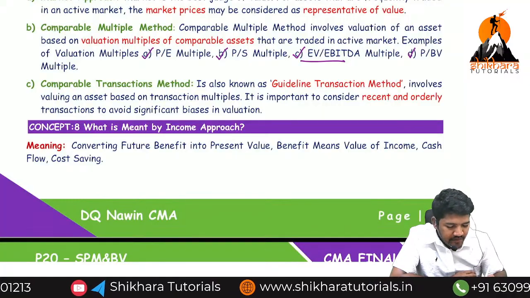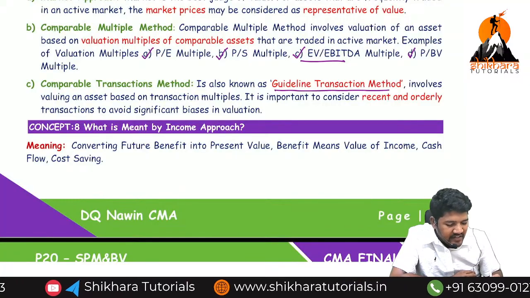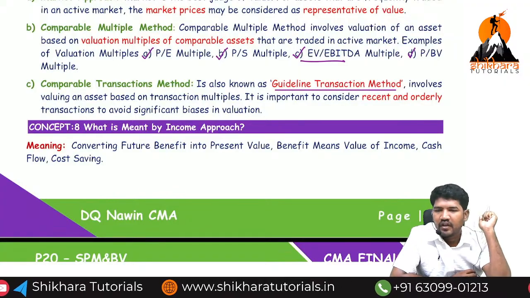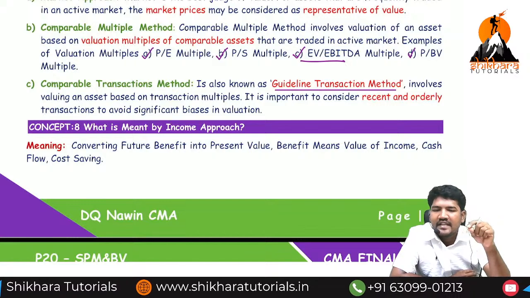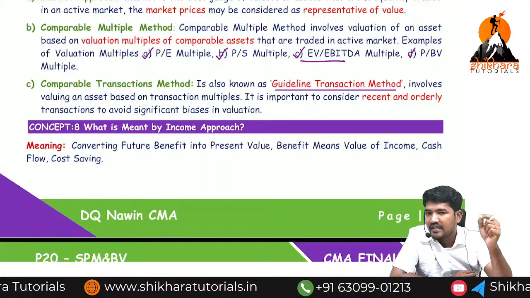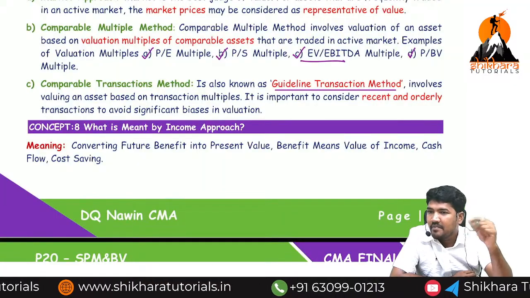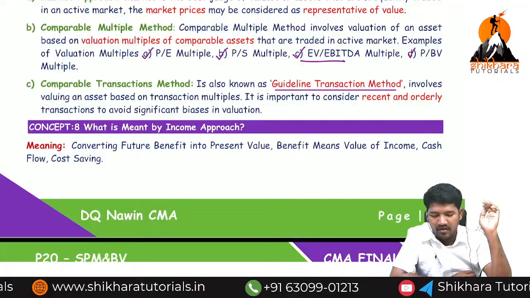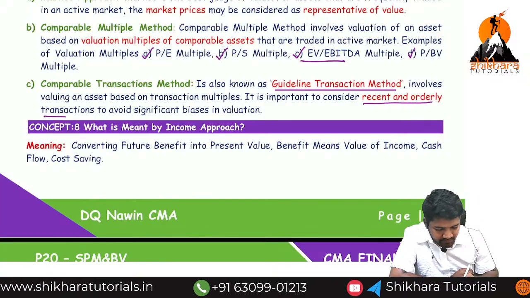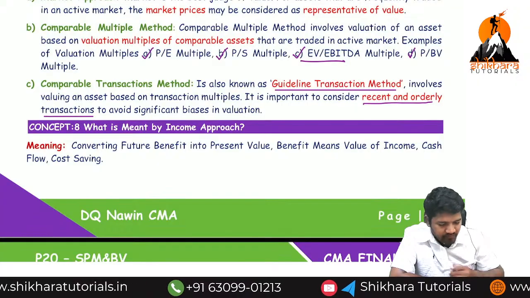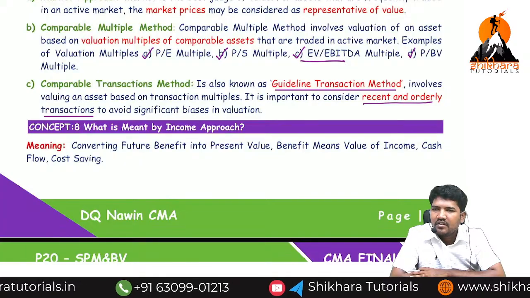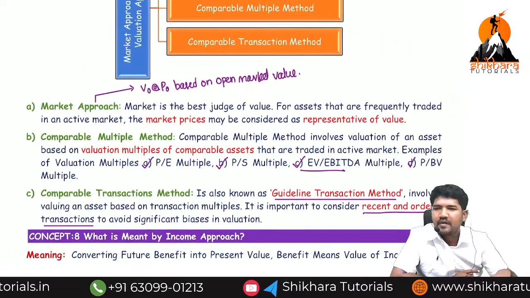The alternative name is very, very important. It's also known as the guided transaction method. Here we are using recent transactions that happened in the market. Recent transaction, similar transaction. Not a similar company, just a transaction. Recent and orderly transaction. Guys, clear? This is all about the market approach and its methods.